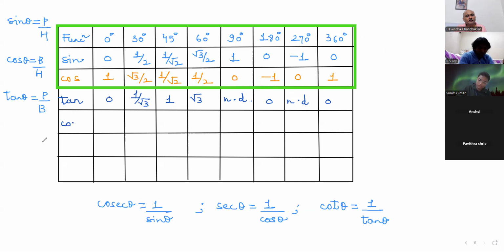Then comes cosec. Cosec is 1 upon sine. So again, this is not defined. This is 2, this is root 2, this is 2 over root 3. This is 1, this is not defined. This is -1, this is not defined. Then comes sec.